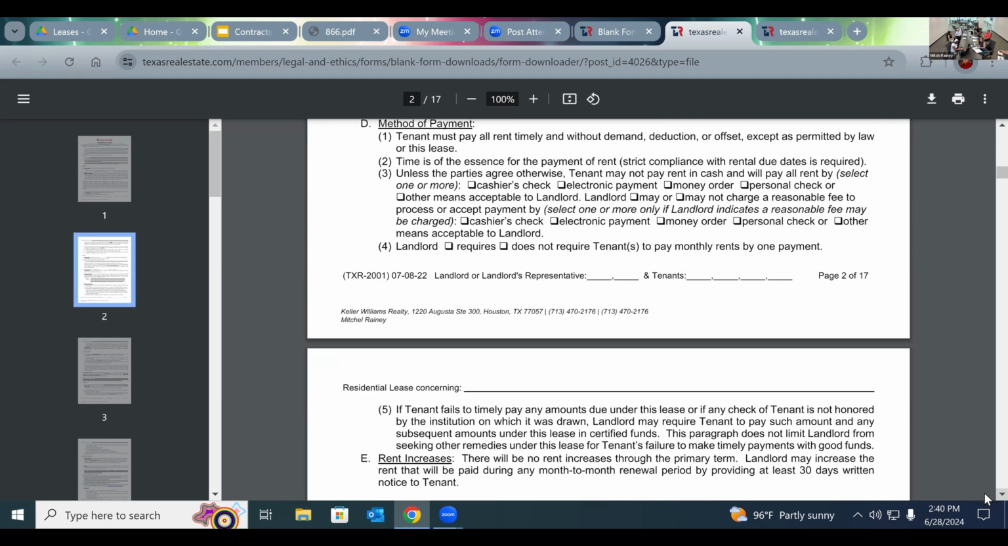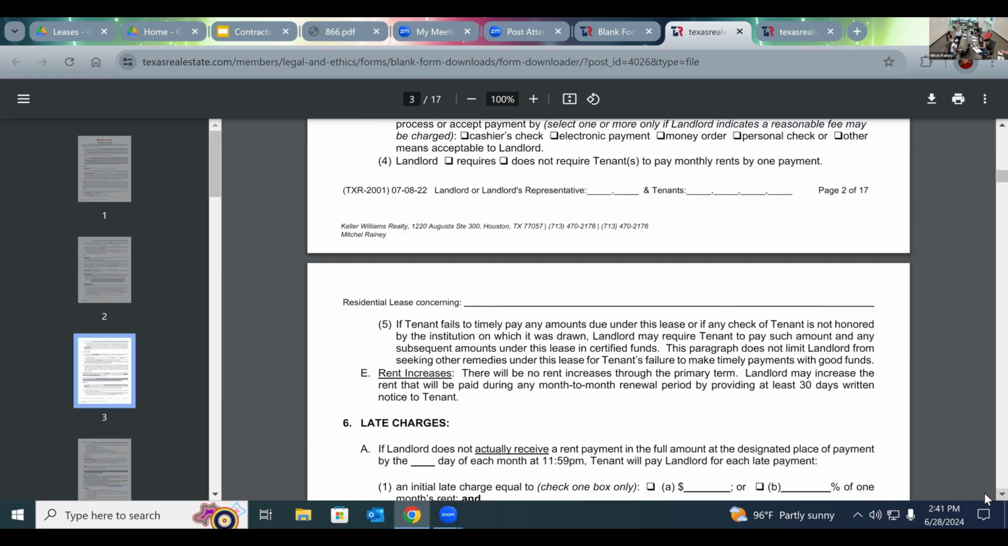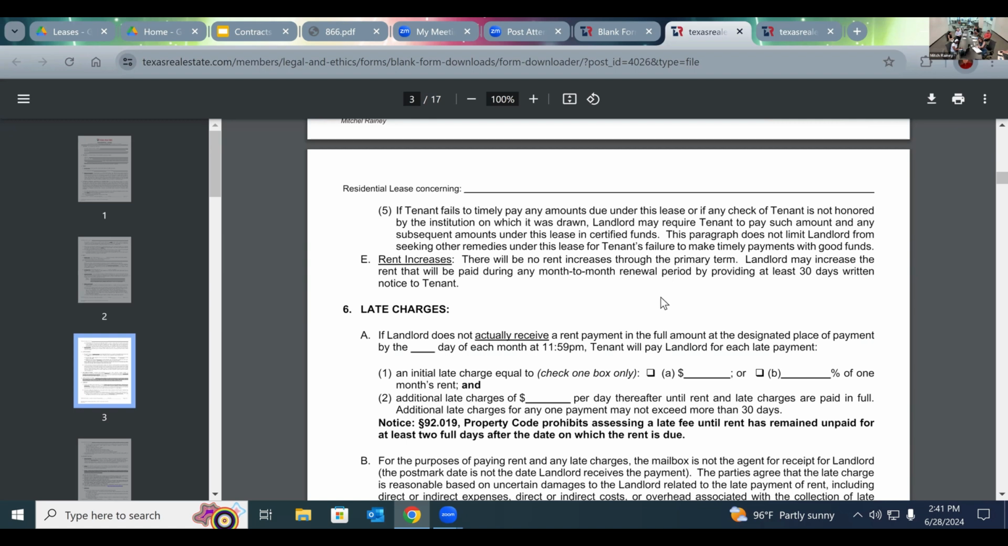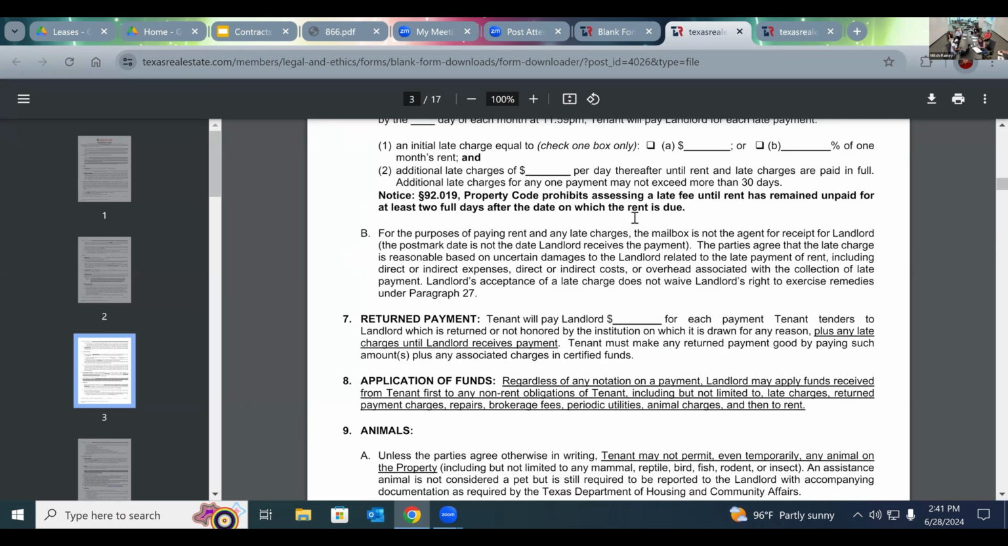Address on top of each page. There'll be no rent increases through the primary term, so if it's 1 year, they're not going to up the rent, though they may up it after 12 months. If landlord does not actually receive the rent payment in full in the designated place of payment by 11:59, what are the late charges? Are there any additional late charges per day? And this talks about how you can't say it's in the mail. Return payments: if a check bounces, how much is the landlord going to charge?